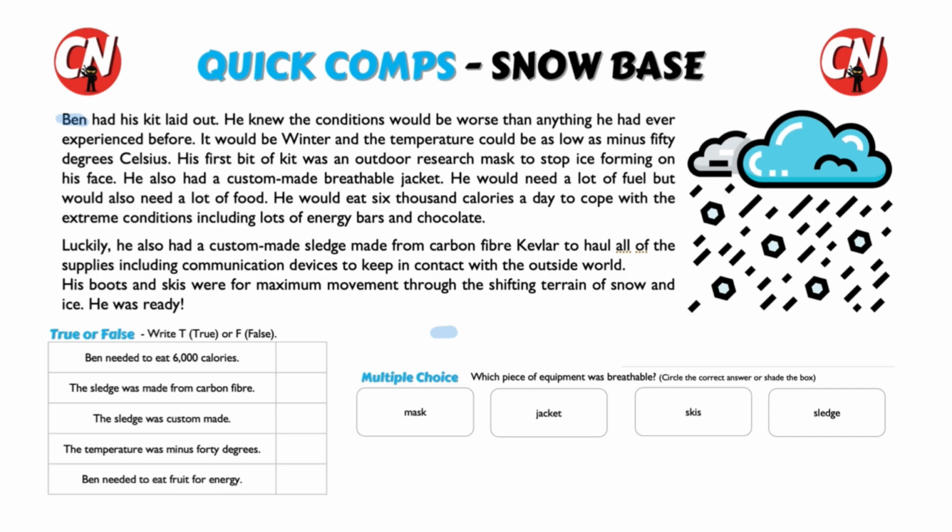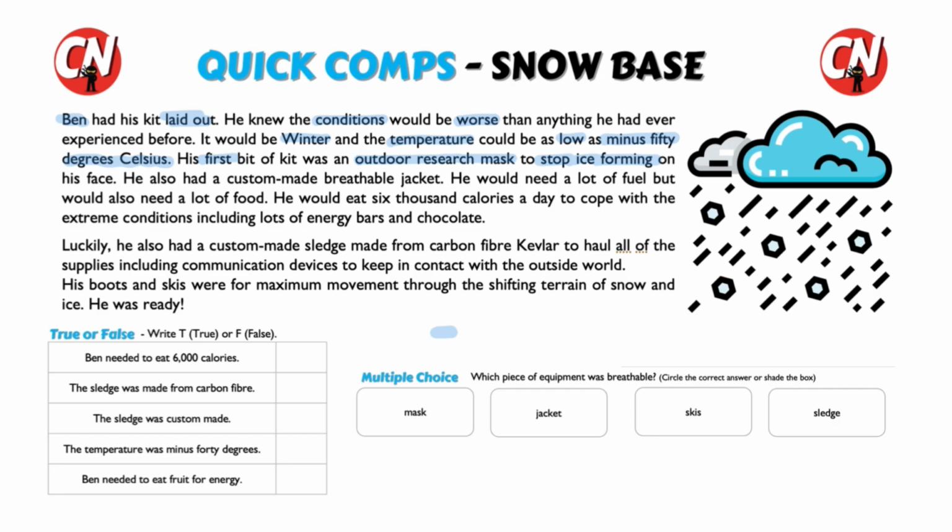So again, Ben had his kit laid out. He knew the conditions would be worse than anything he had ever experienced before. It would be winter, and the temperature could be as low as -50, that's a number, degrees Celsius. His first bit of kit was an outdoor research mask to stop, again, verb, ice forming, verb, on his face. He also had, so again, that information is not important.